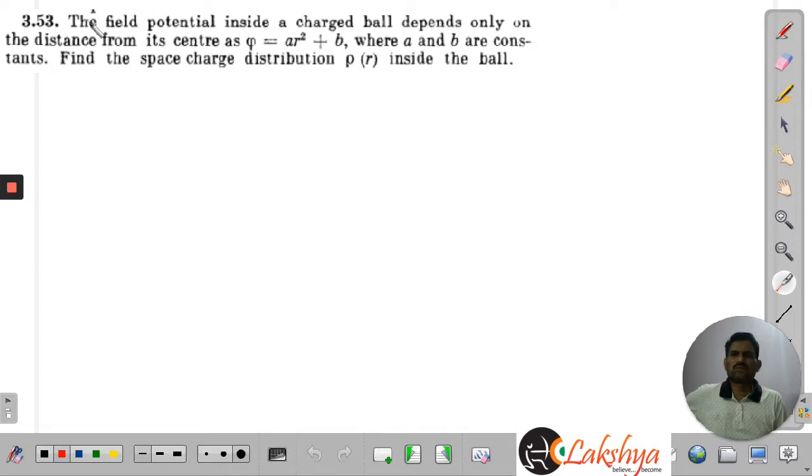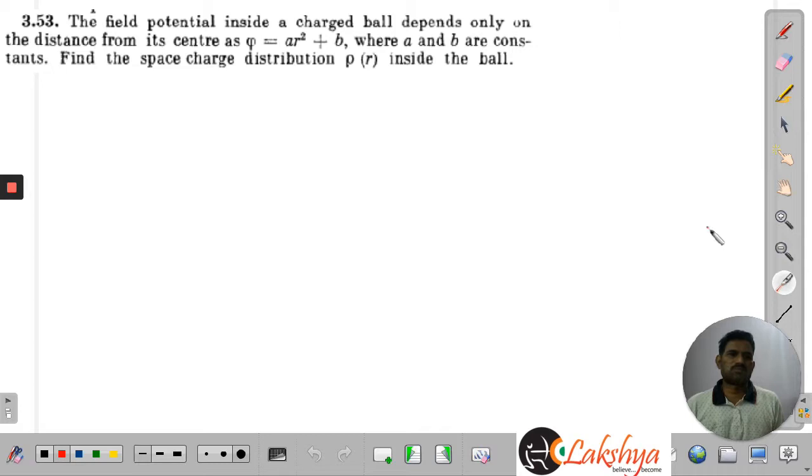And so now see this question here. The electric field inside a charged ball depends only on the distance from the center as phi is equal to a r square plus b, where a and b are constants. Find the space charge distribution inside the ball. So similar question, but some different function is given here, a r square, where r is the radius of this ball here.